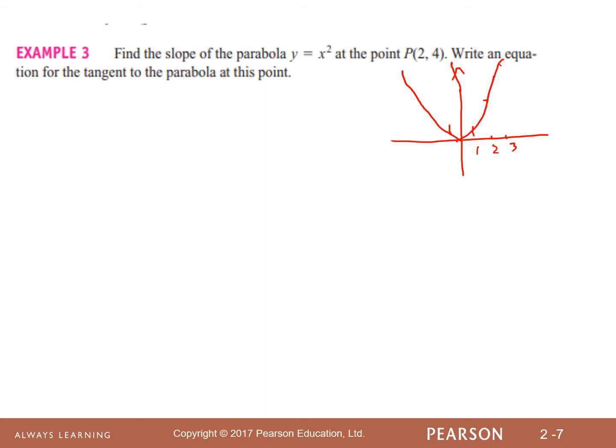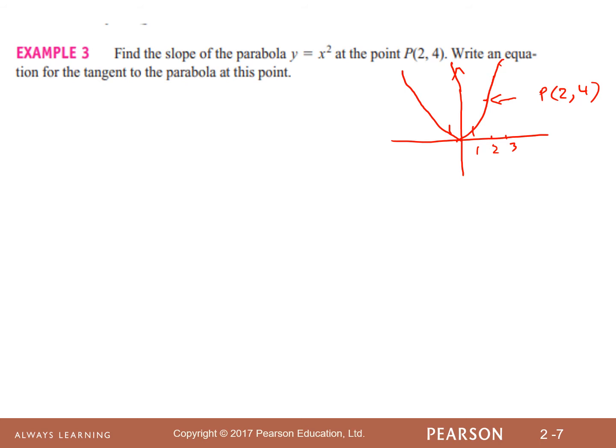Okay, so we want what? We want the slope at this point. So this is our point P. Its x value is what? 2. Its y value is 2 squared, which is 4. Very good.